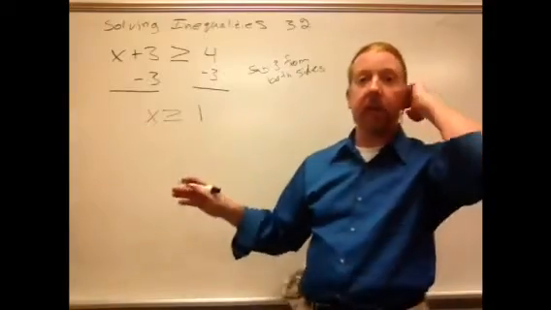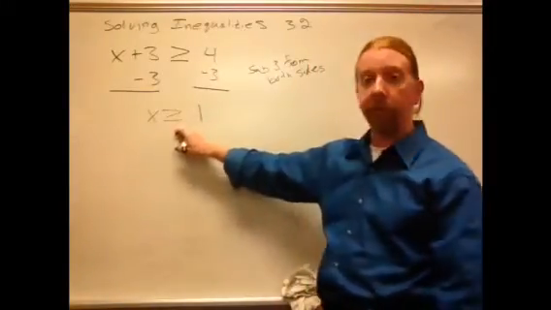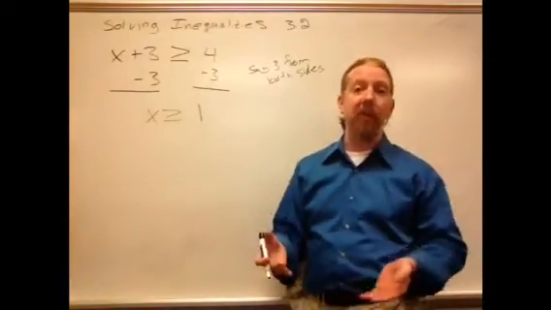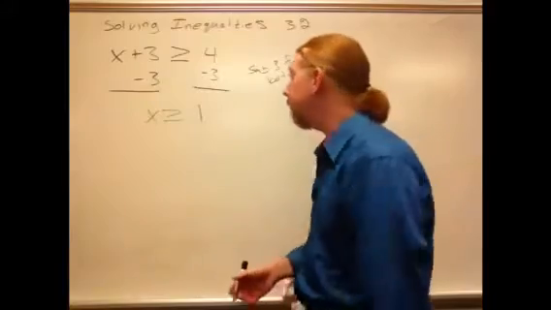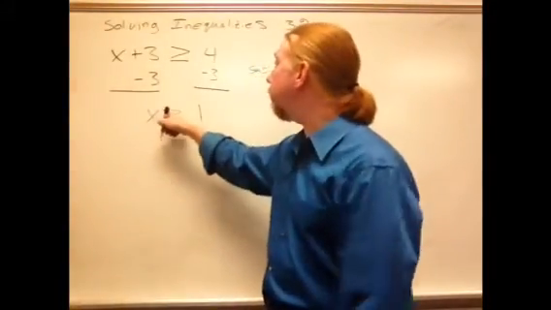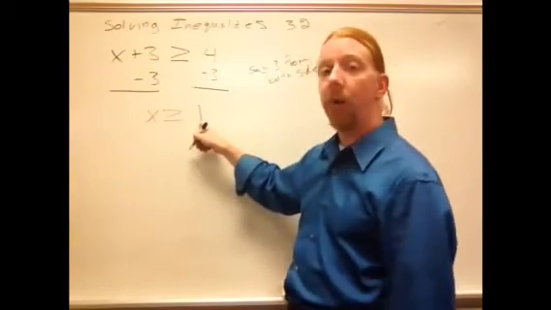Now, I've got x isolated on one side of the equal sign. I've got a value on the other side, or the inequality symbol. I'm more or less done with coming up with a solution. But now we need to put our solution into some kind of context. So this reads, x is greater than or equal to 1. So our set of numbers are all the numbers 1 and up.